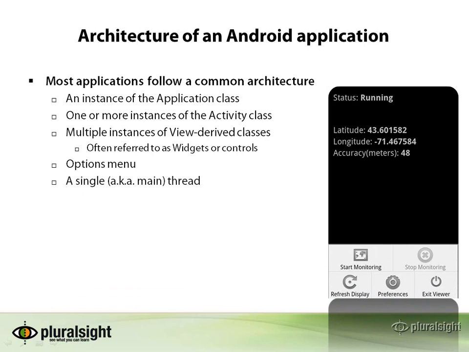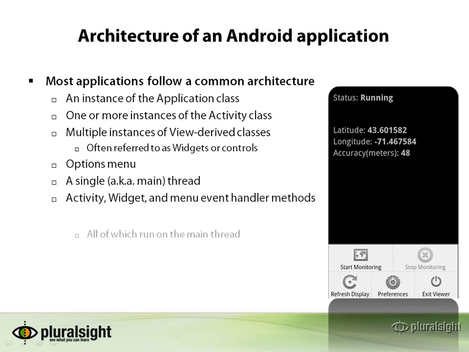What's important behind that is that each of these applications, by default, only has a single thread. It's what we often call the main thread. That main thread is where all the user interactivity goes on, and it's responsible for a lot of stuff. Basically, anything the activity does, anything any widgets do, any of the event handlers, anything on the menus, all that stuff has to happen on that main thread. So it's important that our application not tie up that main thread.